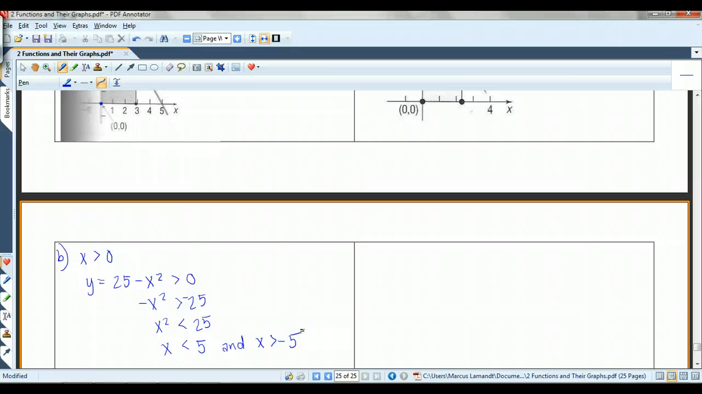Okay? So, combining these restrictions, we know that the domain is from 0 to 5. Okay? And this is obviously because x is less than 5, bigger than -5, but we also know that x is bigger than 0. Okay?